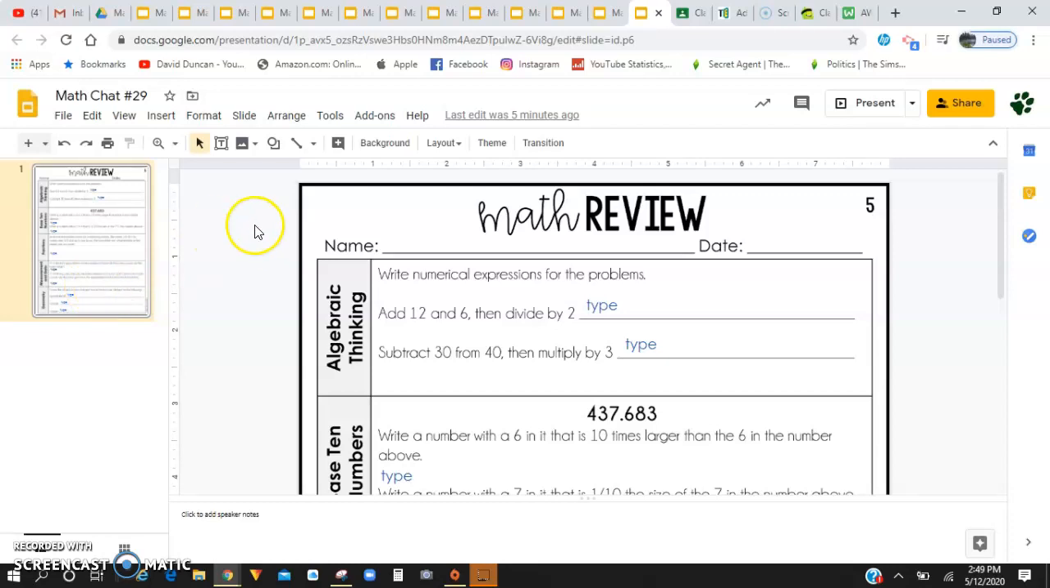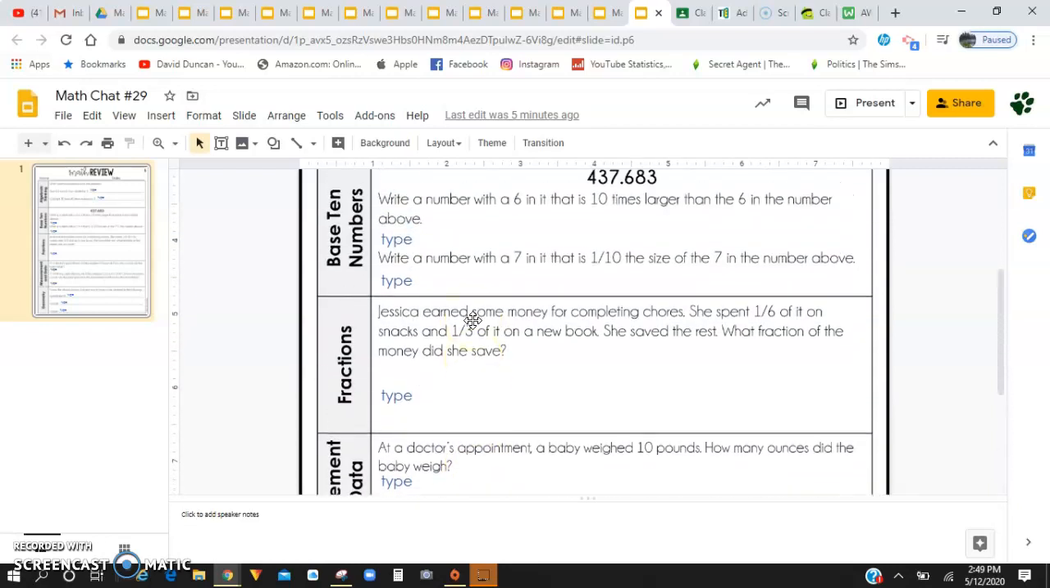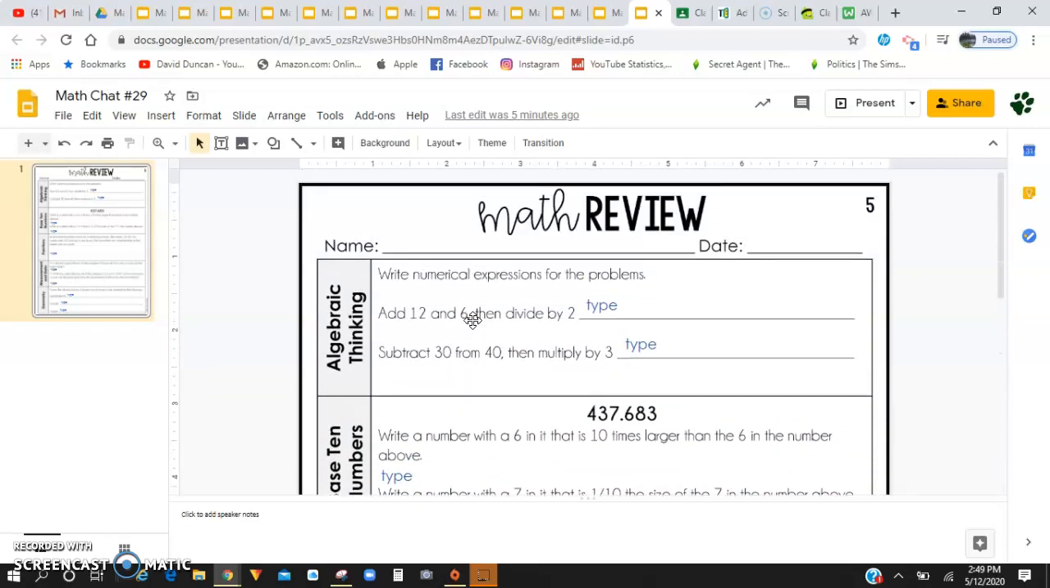All right, guys, Math Chat 29. I'm going to quickly go over each one of these problems that are presented to you in this math review and then give you guys a chance to work on it on your own.